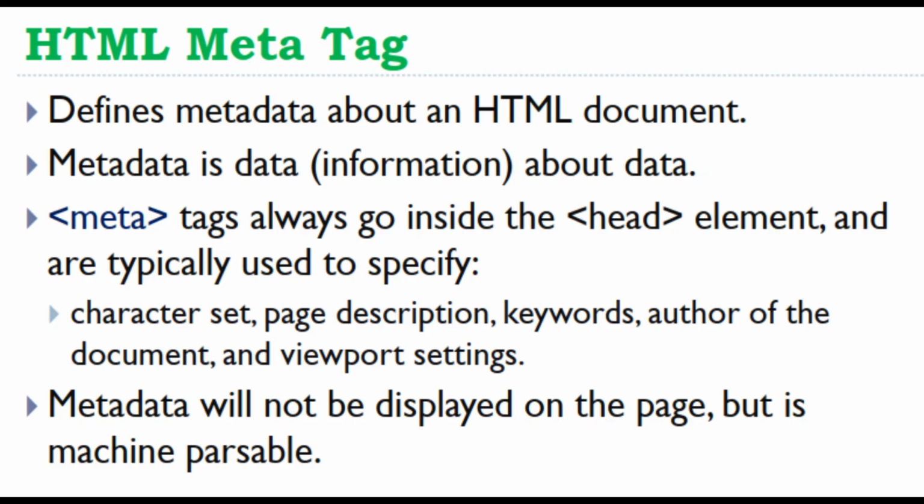HTML meta tag defines metadata about an HTML document. Metadata is data, information, about data. Meta tags always go inside the head element, and are typically used to specify character set, page description, keywords, author of the document, and viewport settings. Metadata will not be displayed on the page, but is machine parsable.